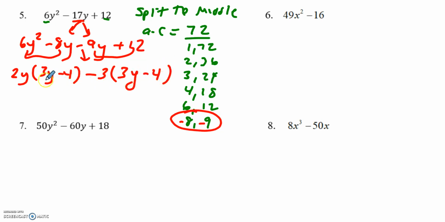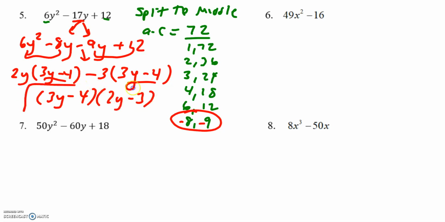So now my parentheses match. So my answer would be 3y minus 4, and what's remaining? 2y minus 3. Final answer.